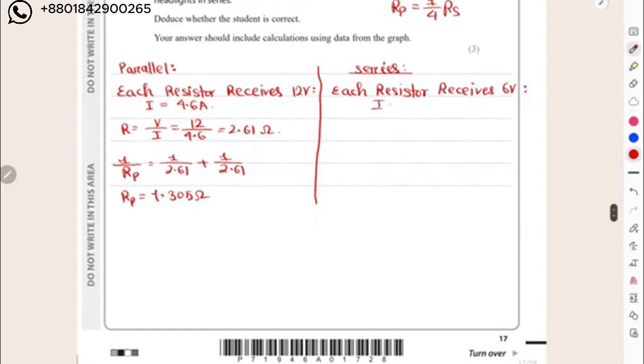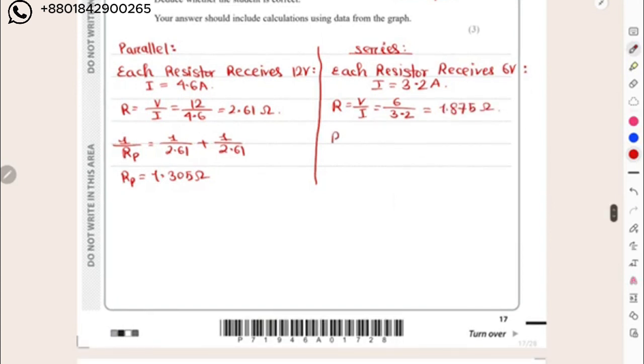From the graph we calculated, the current at this point would be 3.2 amps. So R would be V over I, that's 6 over 3.2, which is almost 1.875 ohm. And eventually for R series, you just add this value, 1.875, so you get 3.75. So again for series combination, you get almost 3.75 ohms.